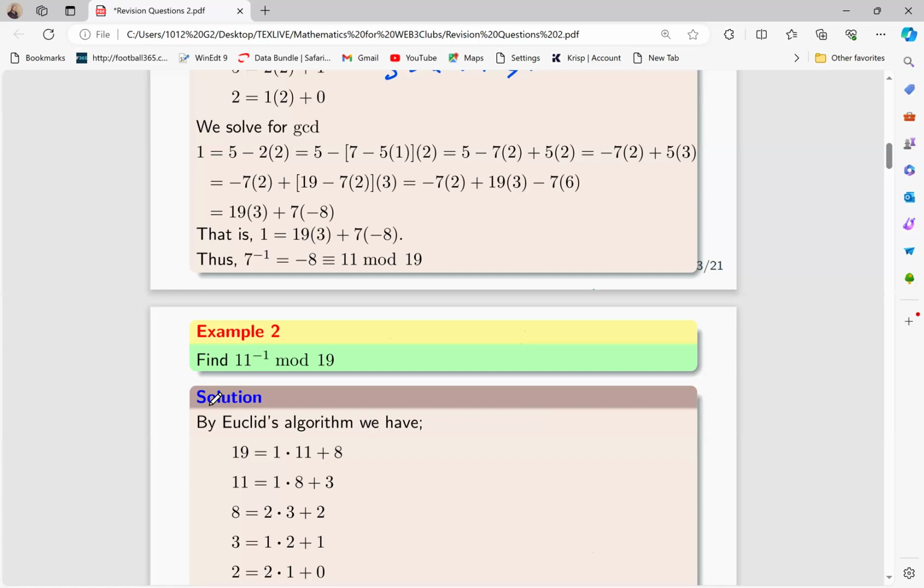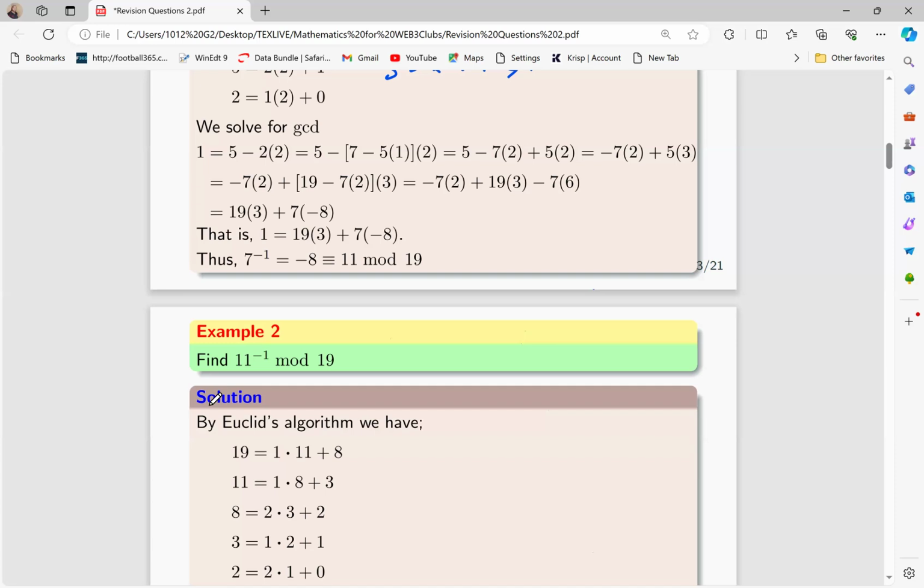Now, let's find the inverse of 11. This is now the multiplicative inverse. We use Euclid's algorithm, where we are using these divisions and every time noting the remainder. After that, we use the extended version. Extended is when you make this GCD the subject and start replacing the remainders as you go up. That's the extended Euclid's algorithm.